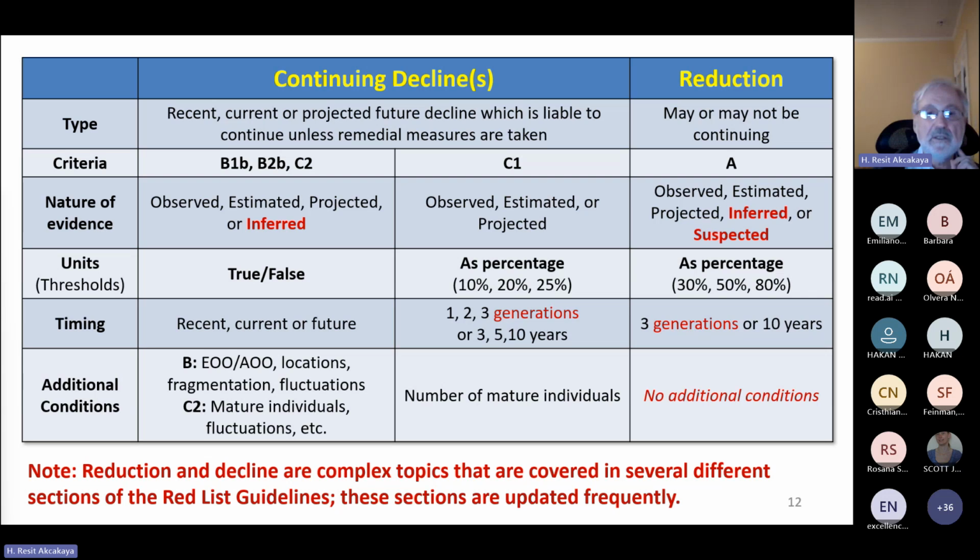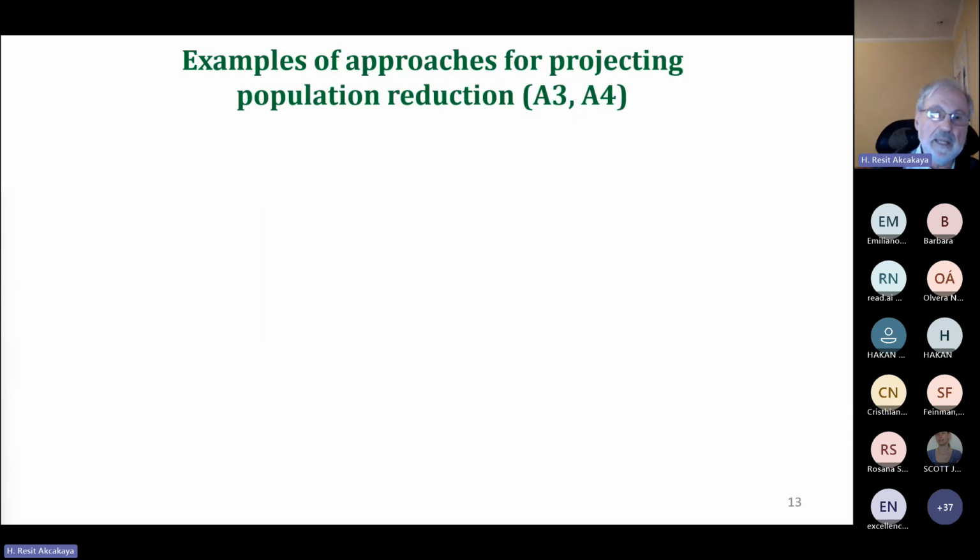Now, a number of questions that came in for this webinar were about how to make projections of population reduction. So the projections are made under criteria A3 or A4. A3 is future reduction. A4 is a combination of past and future reduction. They are both 3 generations, but A3 is starting from now and going 3 generations to the future. A4 is 3 generations that can be 1 generation past and 2 generations future, or 2 generations past and 1 generation future, or any combination in terms of number of years.